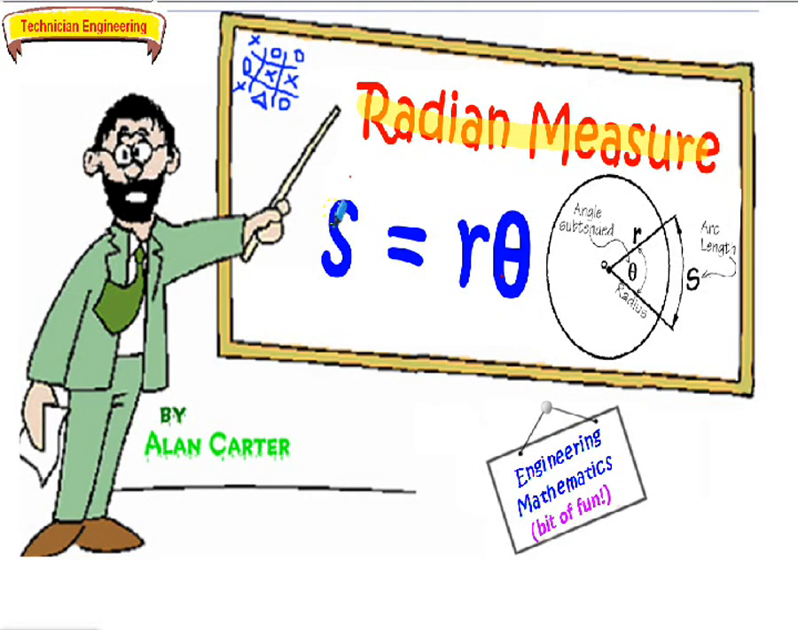We're going to introduce the formula S is equal to r theta to solve some geometrical problems. S in this case is the arc length, shown here. R is the radius of the sector, and theta is the angle subtended.